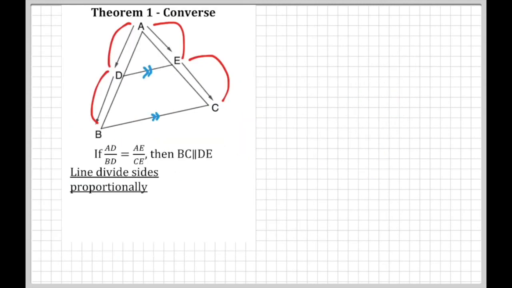Now, theorem 1's converse says to us that if AD over BD is equal to AE over EC, in other words, the sides are in proportion to one another according to that line DE, then DE must be parallel to BC because the line divides the sides proportionally. This is now actually very awesome because it's the fourth way to prove that sides are parallel to each other.